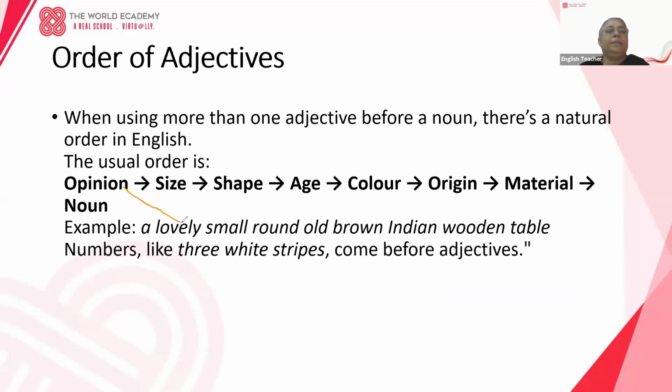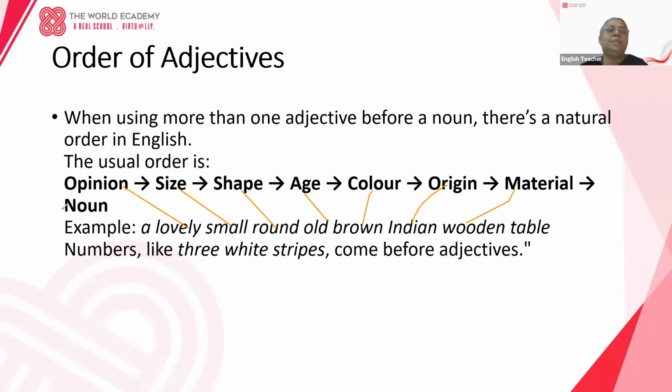Okay, this is my opinion: a lovely. What is the size? Small. What is the shape? It's round. What's the age? Age doesn't mean only numbers. You can also say old, young. Which color is it? Brown. Origin? Indian. Material is, it's made up of wood. So you won't write the word wood, wooden.